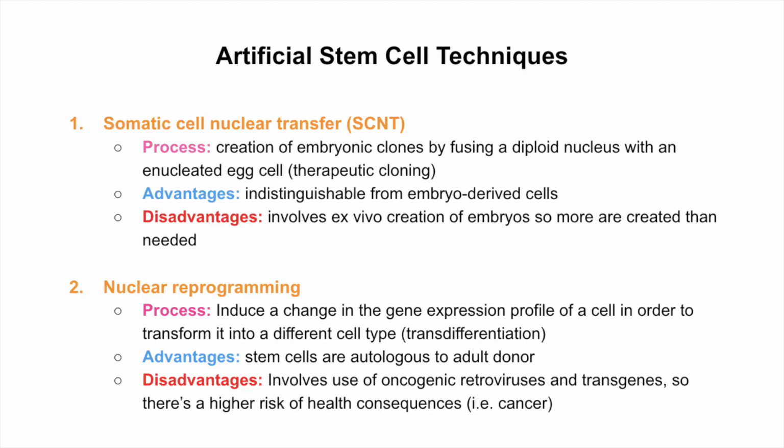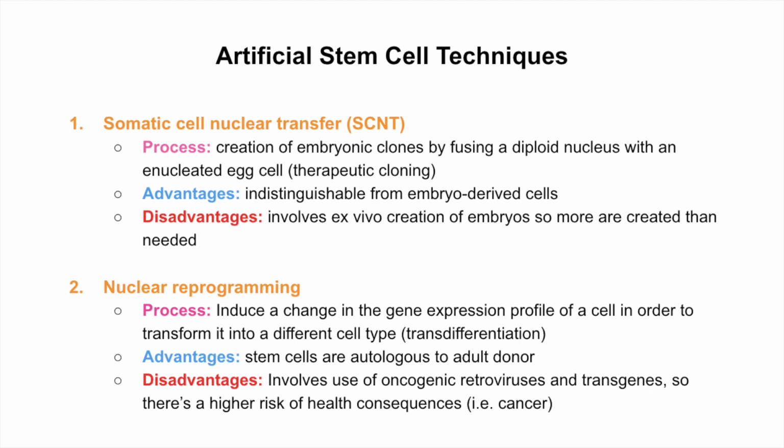Two artificial stem cell techniques include somatic cell nuclear transfer, also known as SCNT, and nuclear reprogramming. SCNT is the creation of embryonic clones by fusing a diploid nucleus with an enucleated egg cell. The advantages are that they are indistinguishable from embryo-derived cells. However, the disadvantages are that doing this involves the ex vivo creation of embryos, so more than needed are made.